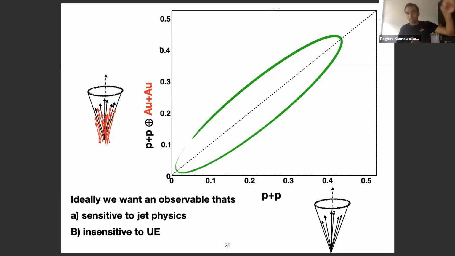So I have here a correlation plot, right? The x-axis is the proton-proton jet, and the y-axis is basically I take the same jet and embed it in a gold-gold underlying event. You see these red arrows there, and then you compare the correlation. What is the observable in PP? What is the effect on the observable in gold-gold?